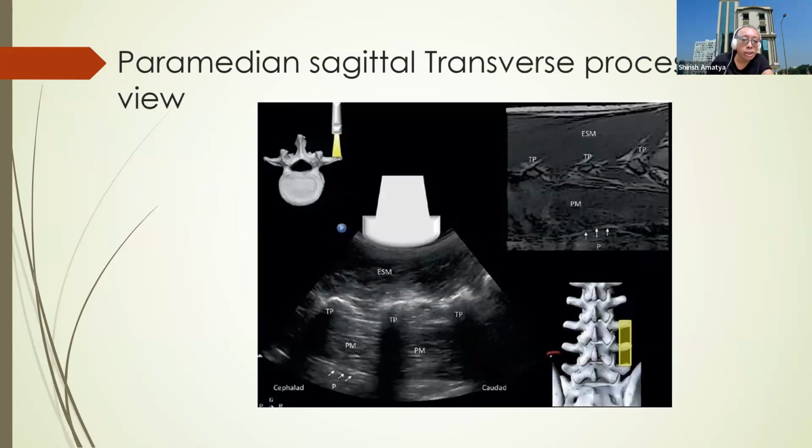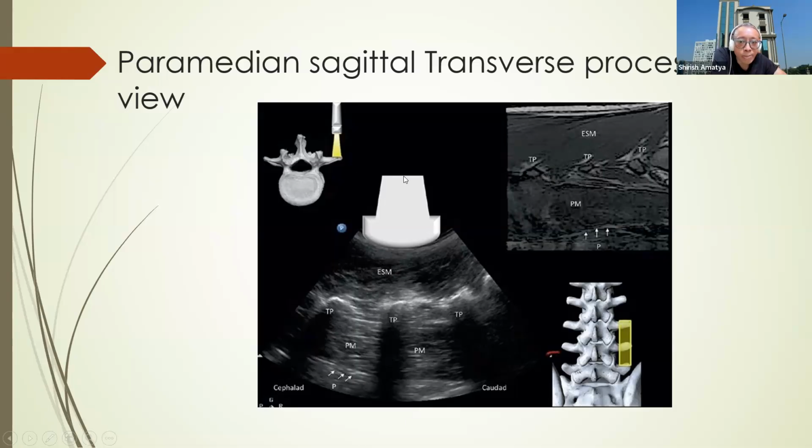So this is the typical picture of the paramedian sagittal transverse process view. You can see the orientation of the probe is in the sagittal view, just over the transverse process. And as you have already seen in the live demonstration, in this view, also known as trident sign, you can see posterior acoustic bony shadow from the transverse process, and above the transverse process is the erector spinae group of muscle, and below the transverse process is usually the psoas muscle, and you can also see peritoneum and the abdominal content.